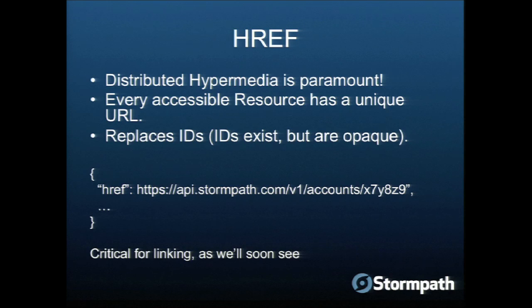So hrefs. One of the things that's really, really critical to REST architectures in general is this notion of distributed hypermedia. And that really just means resources that have references to other resources. And even across systems and heterogeneous systems, third parties, this is probably the most powerful thing about REST architectures, is that you can reference data no matter where it might reside based on hrefs. And so we like to suggest that every accessible resource has a unique URL. Every single one that you serve from your REST API as a resource should have a unique URL.